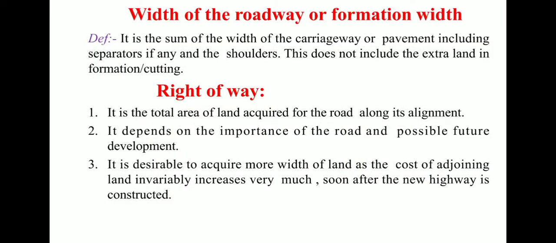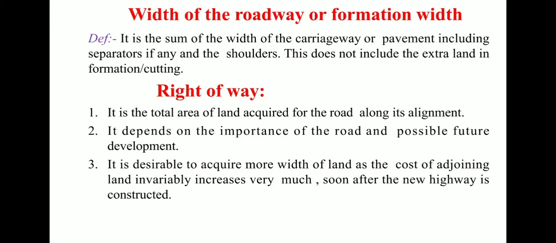Now next is the width of roadway or the formation width. The width of formation or roadway is the sum of the width of pavement or carriageway including separators, and the shoulder. Formation or roadway width is the top width of the highway embankment or the bottom width of the highway cutting, excluding the side drains. Here it is excluding the side drains.